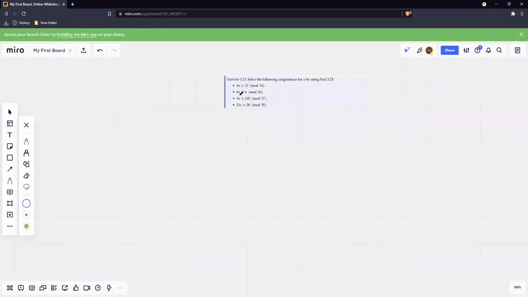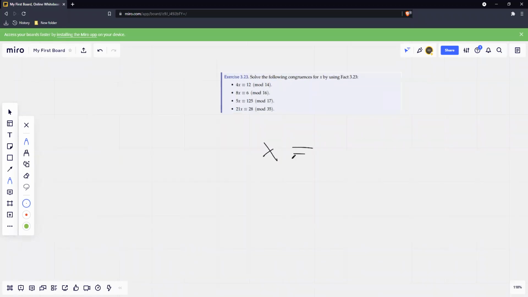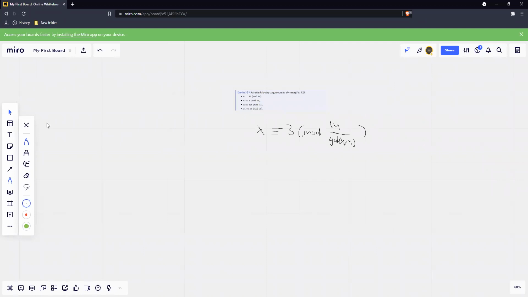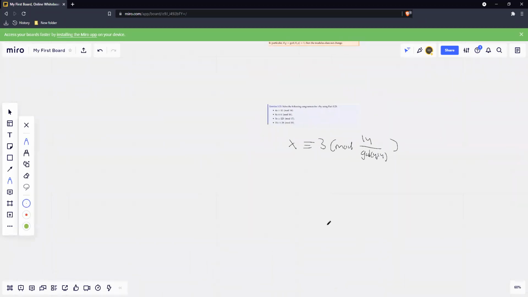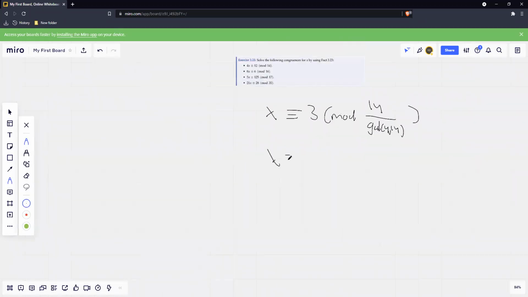So basically, let's use the fact. If we want to divide by 4, then 3 mod 14 over GCD of 4 and 14, right? We're just using the fact. Yep. And then with that, x is congruent to 3, where the GCD of 4 and 14 is equal to 2, and 14 divided by 2 is 7. And there we go, our answer.